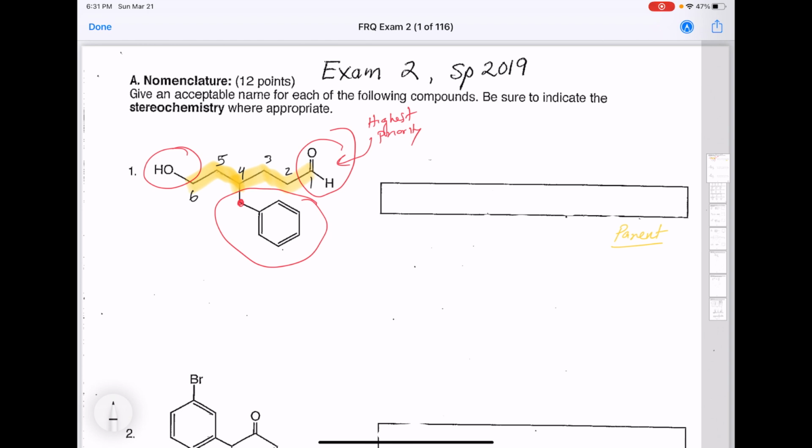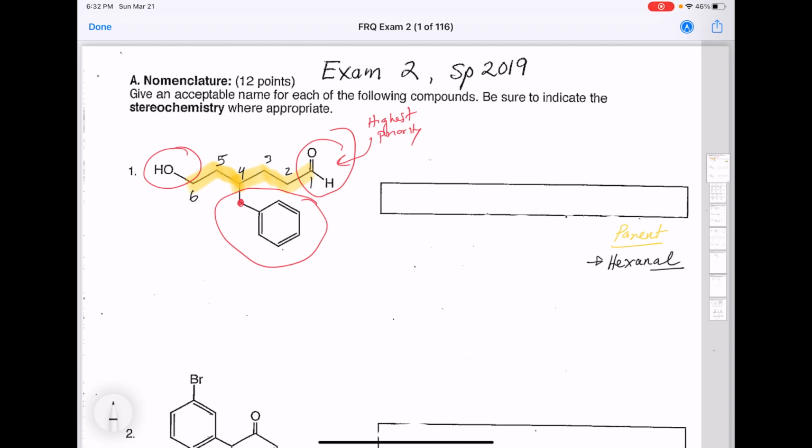Now that we have the parent chain down, we can write it in terms of a name, starting with the prefix. Since there are 6 carbons in the backbone of this chain, we would use the hex prefix. Since the aldehyde is the highest priority functional group in this chain, we would have a suffix, hexanal. What this is referring to is the al suffix, which refers to the presence of an aldehyde in the parent chain.